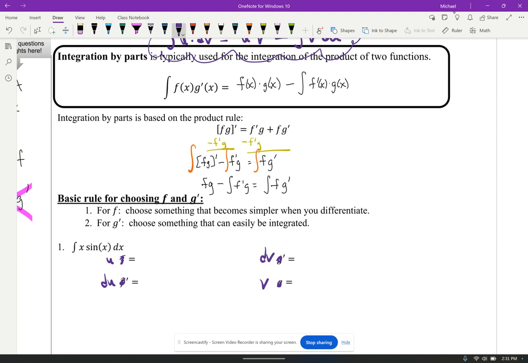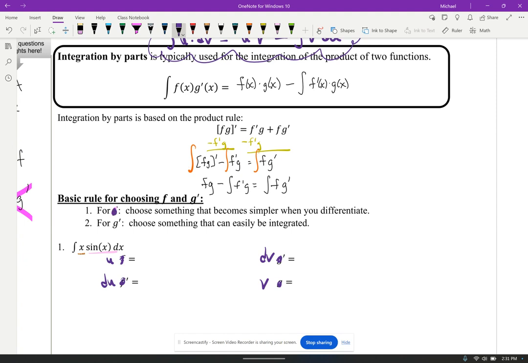So I'm multiplying x times sine x. So I have two functions, right? And so my question is, which one of these is easy to differentiate? Well, they kind of both are. And then which one is easy to anti-differentiate? Well, they kind of both are, right? But one thing you might want to, and here, if I change my f's and g primes, I'm going to say this. Oh, let me change colors.